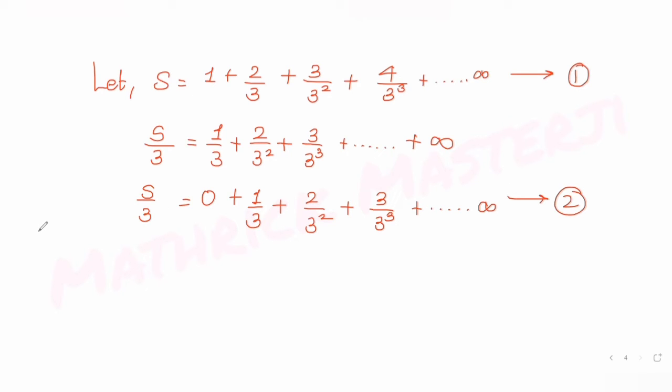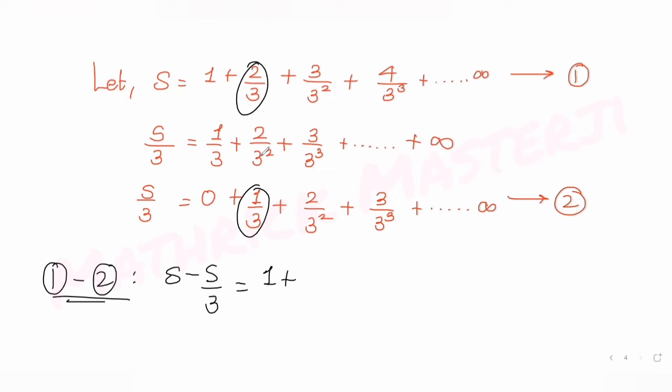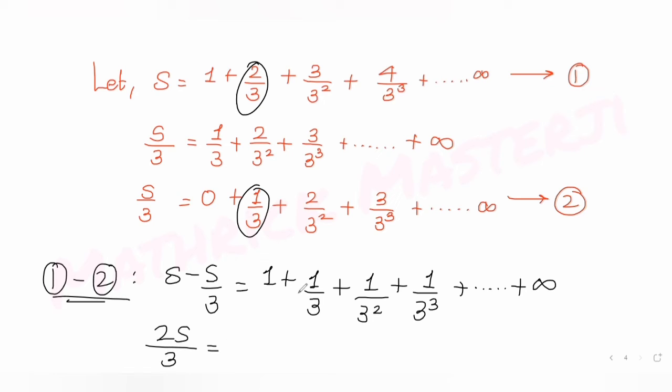So if I'm subtracting both of the equations, I get s minus s over 3, which gives me 1 minus 0, so 1, 2 over 3 minus 1 over 3, same denominator, 2 minus 1 gives you 1, 1 over 3 square is common, so 3 minus 2 is 1, 1 over 3 cube, and so on till infinity. Now once I have that, I get 2s over 3. This is basically the sum of an infinite series.